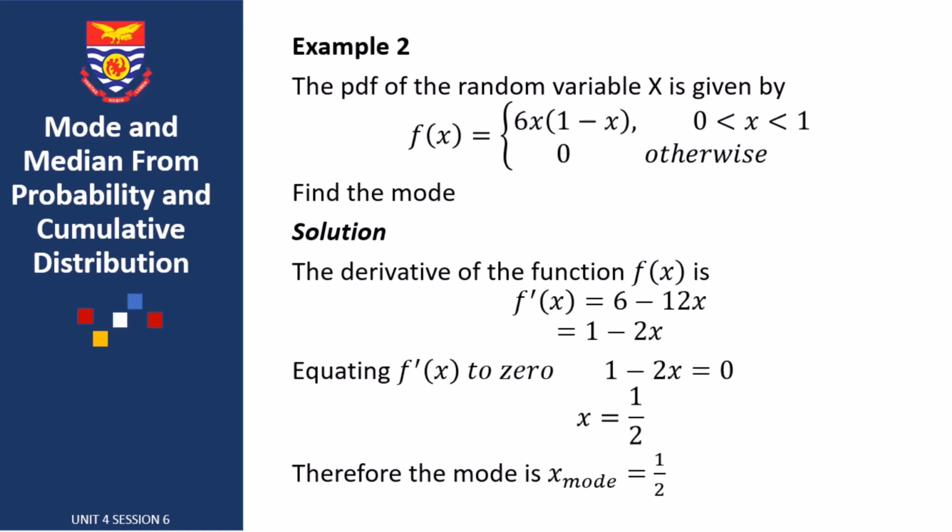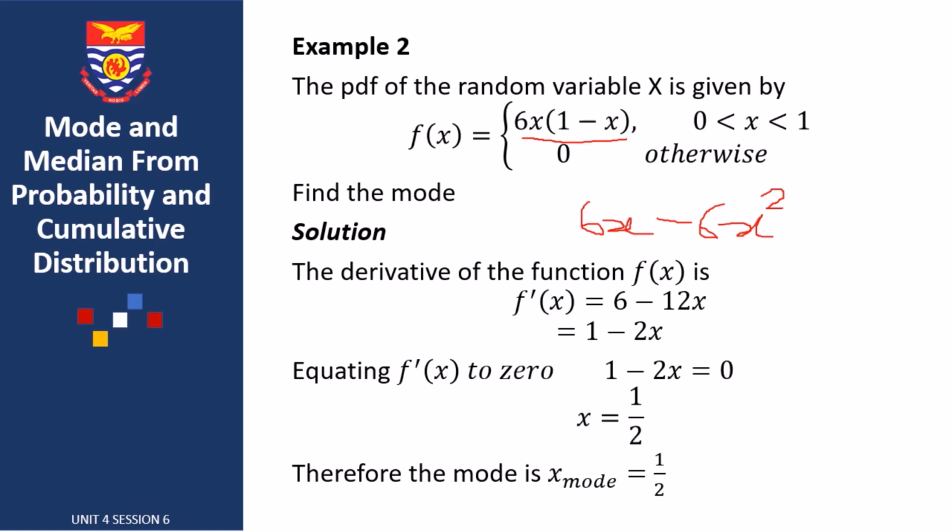So differentiating the function given, the function is 6x multiplied by 1 minus x. We can multiply before differentiating. Multiply 6x with 1, we have 6x, and then multiplying 6x with minus x will give you minus 6x squared. So when I differentiate 6x, I'll get 6, and differentiating minus 6x squared, I'll get minus 12x.